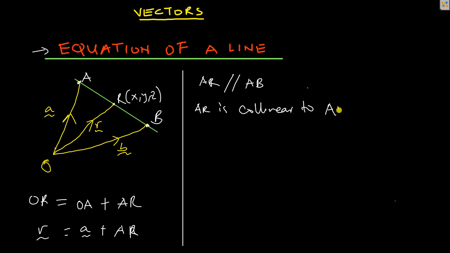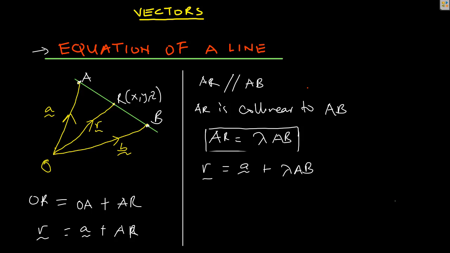So what does that mean when AR is collinear to AB? That simply means AR is some constant lambda times AB. It could be a half of AB, a third of AB, anything. This is a property of collinear lines when it comes to vectors or parallel lines. So that's very important here. I'll just substitute for AR in this equation. So I have r equals a plus lambda times AB.